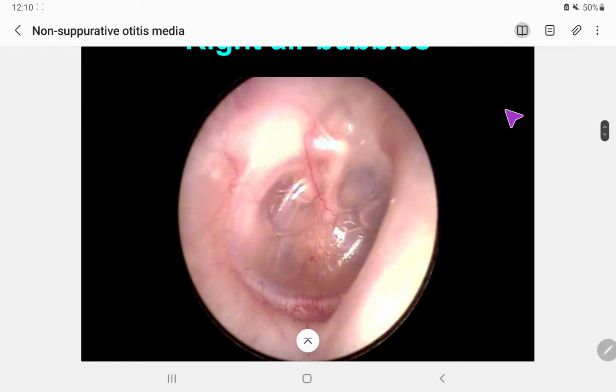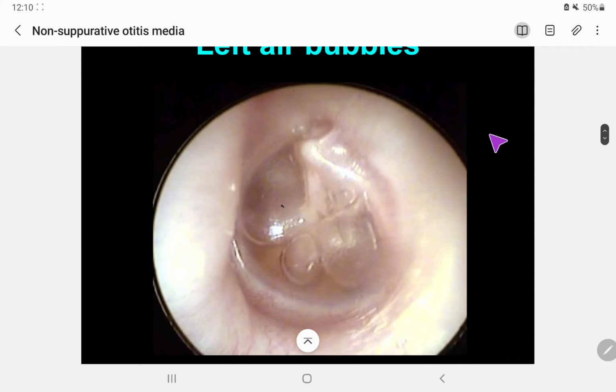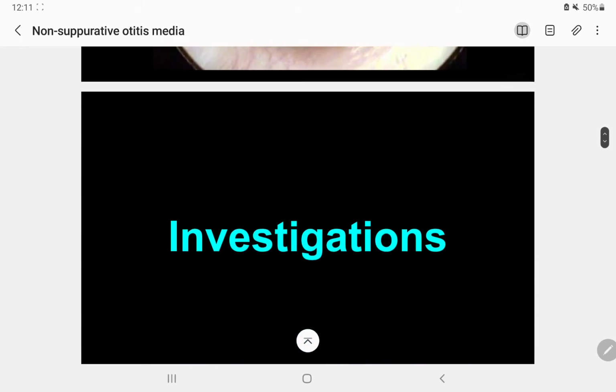And then here we can more properly see this is a bubble, bubble, bubble, right? So this is a right ear with bubbles, right? And then the left ear bubbles, oh my god, this is more prominent, like you can make out all these ear bubbles. Okay, so these are the findings we can find.